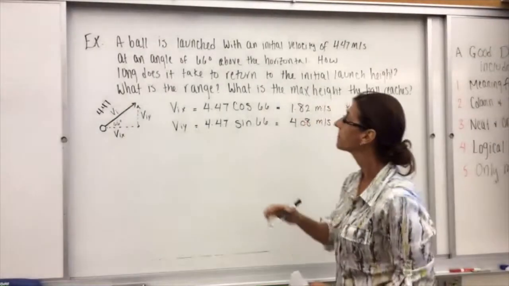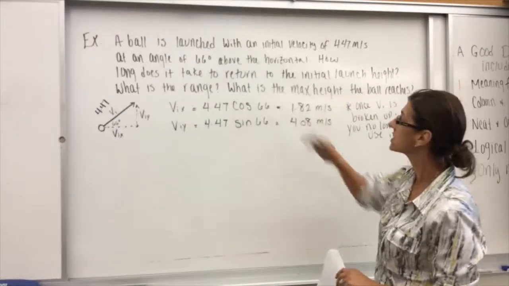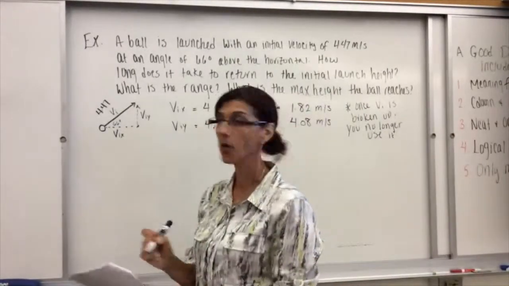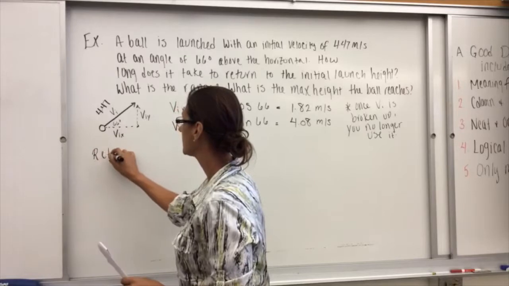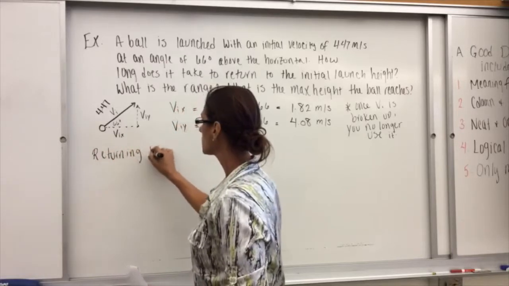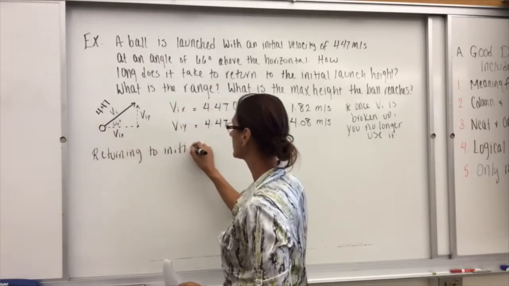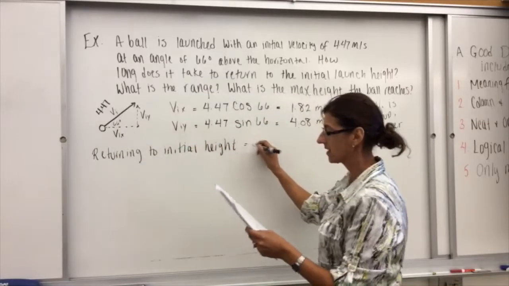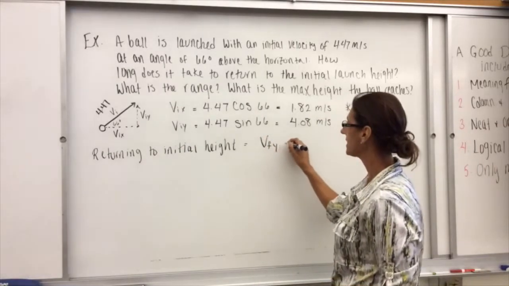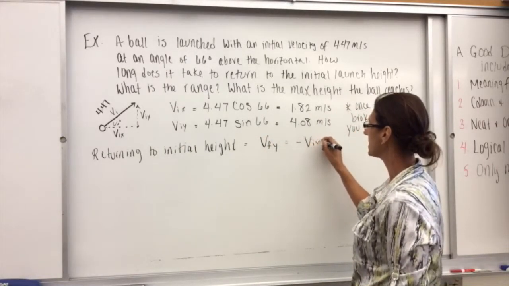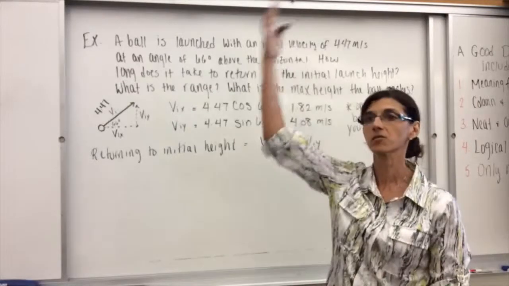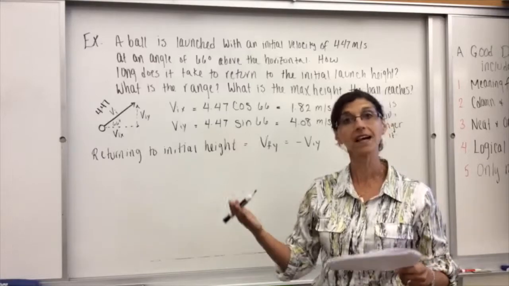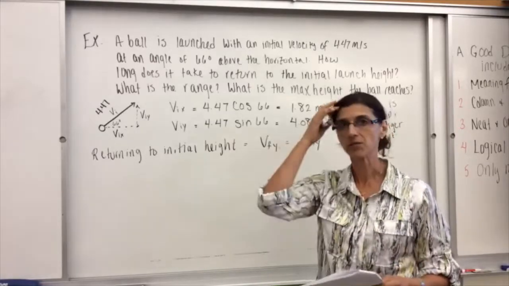Okay, now the first question, how long does it take to return to the initial launch height? Here's what we know. Returning to initial height means that v final y is equal to the negative of v initial y. Okay, so if I have something, it goes up, it comes back down. My initial y velocity and my final y velocity have the same magnitude, but they have different directions.